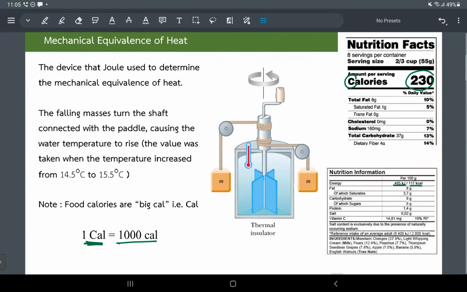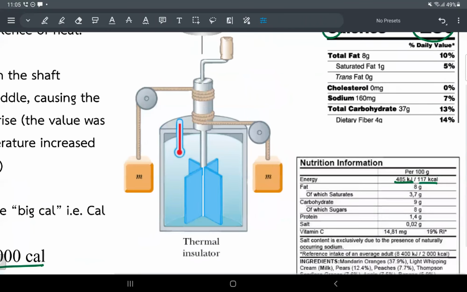Back then, in the first days of the experiment, he tried to convert the mgh, the mechanical energy, into thermal energy.